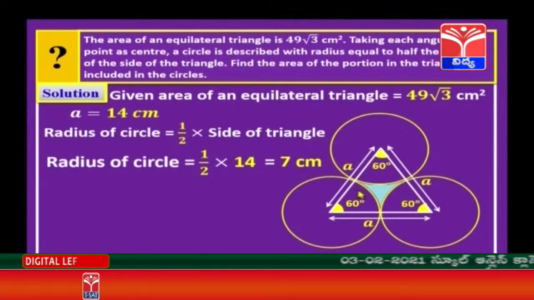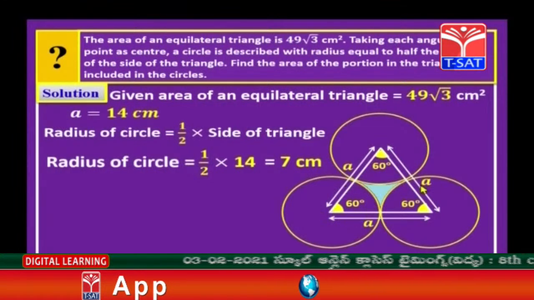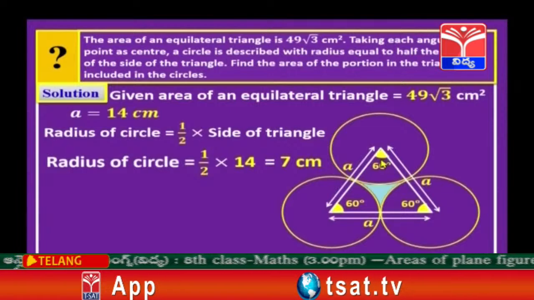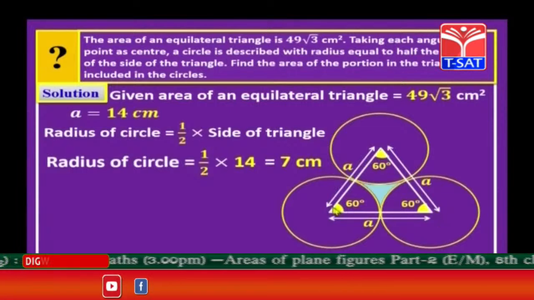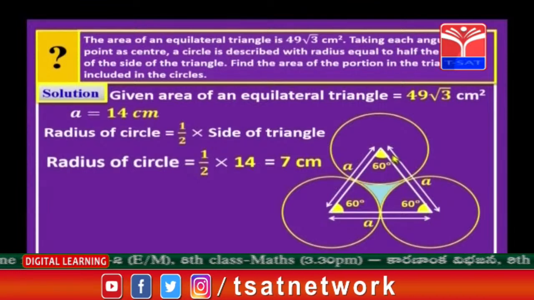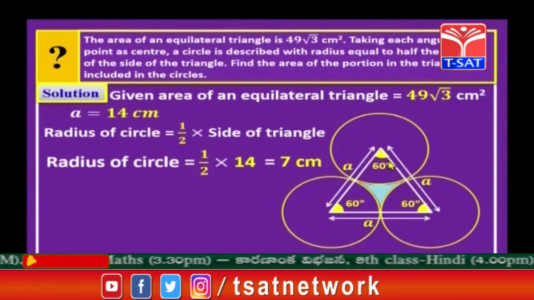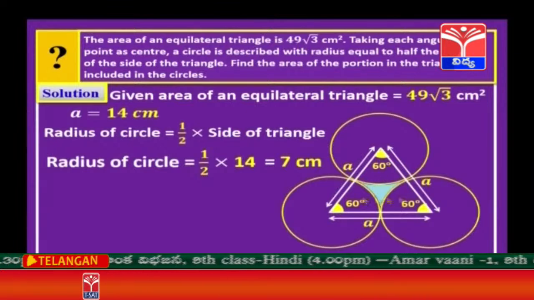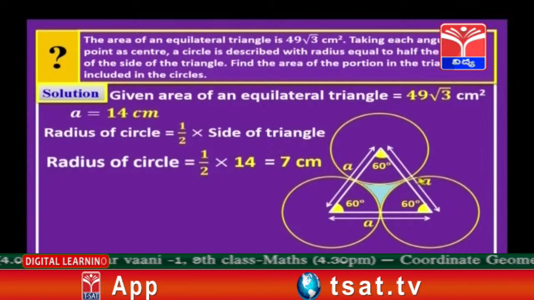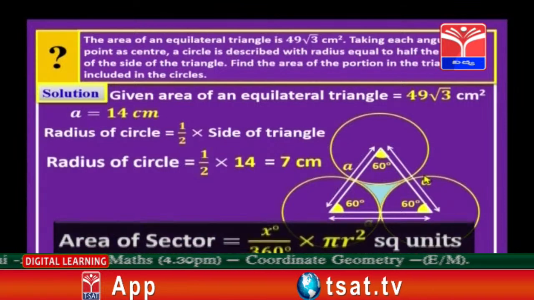If you notice, children, this part is a sector and again this part is another sector. This part is another sector and all the sectors have same radius and angle subtended at the centers is also same. That means if I find area of this one sector, it will be same for the other two sectors also. Okay children. Now let us find out the area of one sector. What is the area of sector formula children?